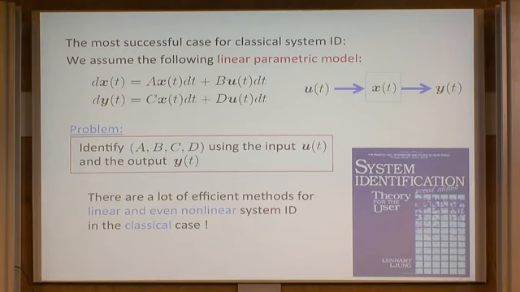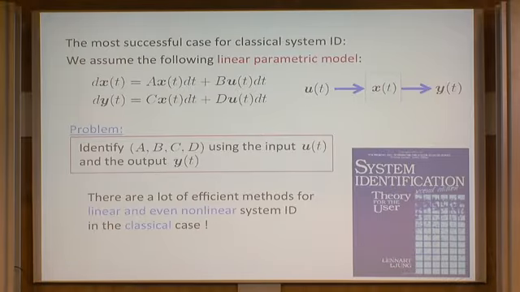But in the usual case, these matrices are very huge, for instance 100 by 100, so they contain many parameters to be estimated. So the problem is to identify A, B, C, D using this input and output. Of course, it looks like quite a difficult problem because of the huge number of parameters to be estimated. But there are a lot of nice methods in the classical case to identify those matrices. Further, there are a lot of efficient methods for linear and even non-linear system identification in the classical case.